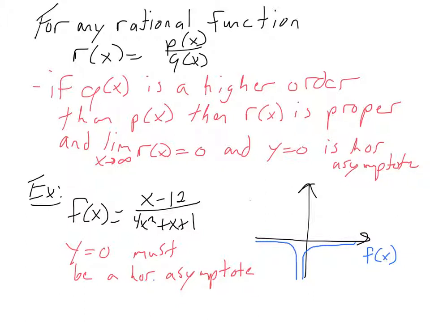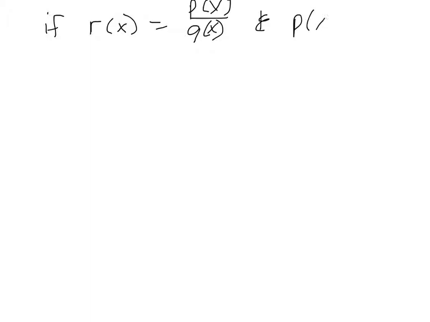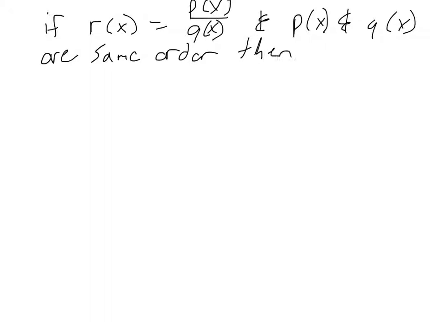Now, on the other hand, if we have the rational function, once again, r of x equals p of x over q of x, and p of x and q of x are the same order, like they're both quadratics or they're both cubics or something of that nature, then the limit as x goes to infinity of r of x is just going to be some number c, which we're going to determine based on the polynomial function. So it's going to have a horizontal asymptote for sure.